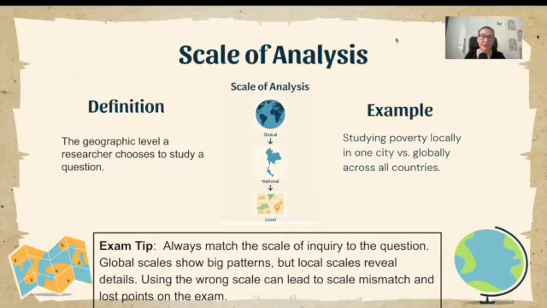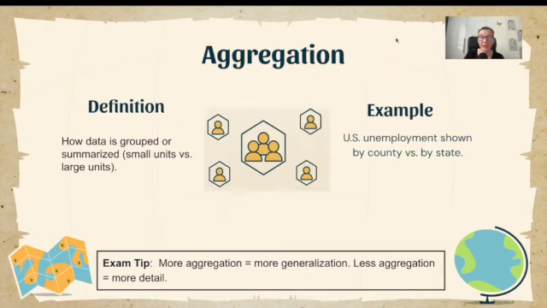Scale of analysis. The definition is the geographic level a researcher chooses to study a question. So, for example, studying poverty locally in one city versus globally across the countries. Here's an exam tip. Always match the scale of inquiry to the question. Global scales show big patterns, but local scales reveal details. Using the wrong scale can lead to scale mismatch and losing points on the exam. Aggregation. The definition is how data is grouped or summarized, small units versus large units. For example, the US unemployment shown country by country versus by state. The exam tip: more aggregation equals more generalization, less aggregation equals more detail.